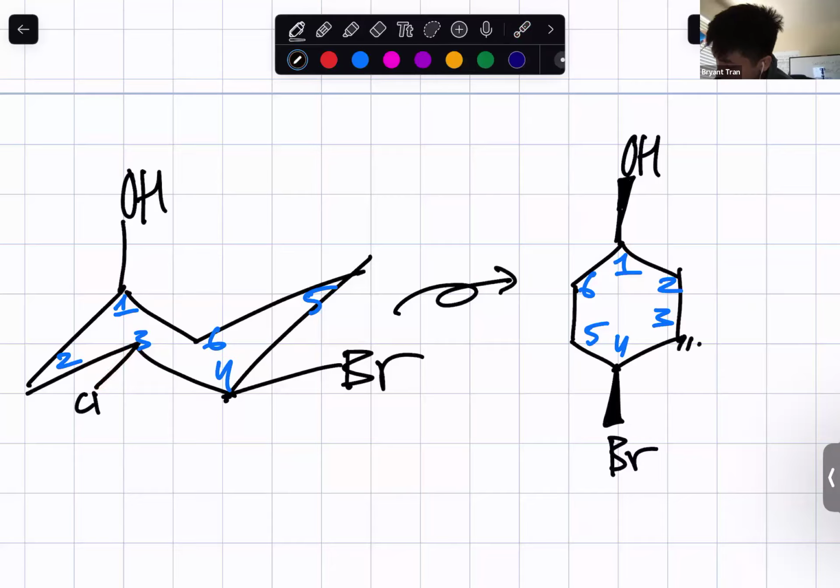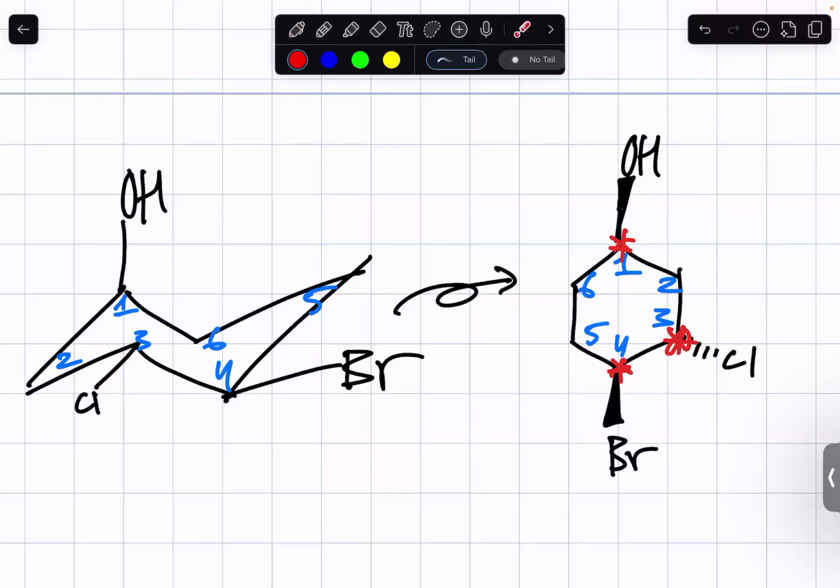So on carbon three at the flat structure, we have a chlorine right there. Now we have two chiral centers, right? Oh, three chiral centers actually. One here, and one here. Now, can you assign R/S for this chiral center, let's say, for example?